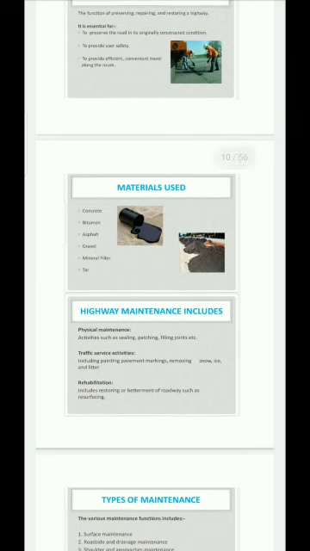Next, highway maintenance includes physical maintenance, traffic service activities, and rehabilitation. When we say physical maintenance, those are activities such as filling, patching, filling joints, and so on. Traffic service activities include painting pavement markings, removing snow, ice and litter, or weeds. Then next, rehabilitation includes restoring or betterment of roadways such as resurfacing.